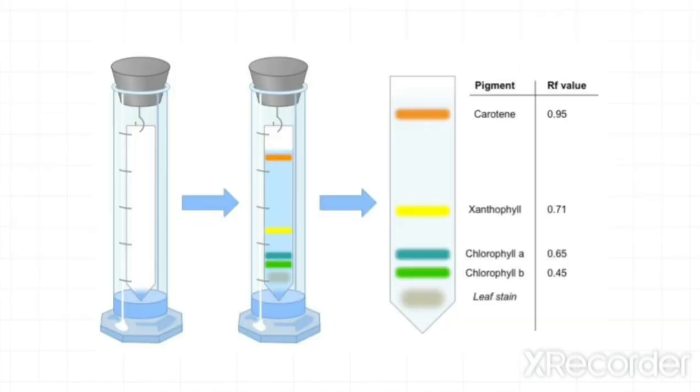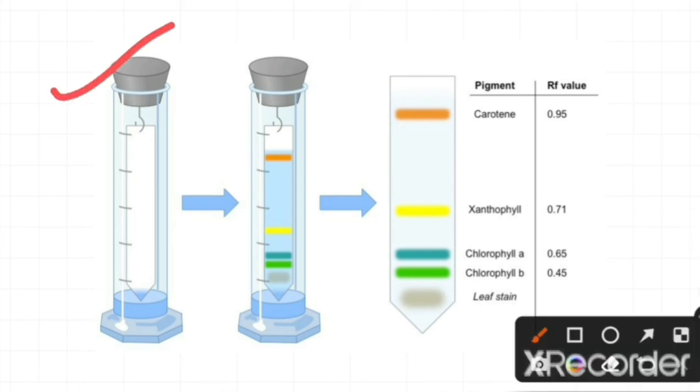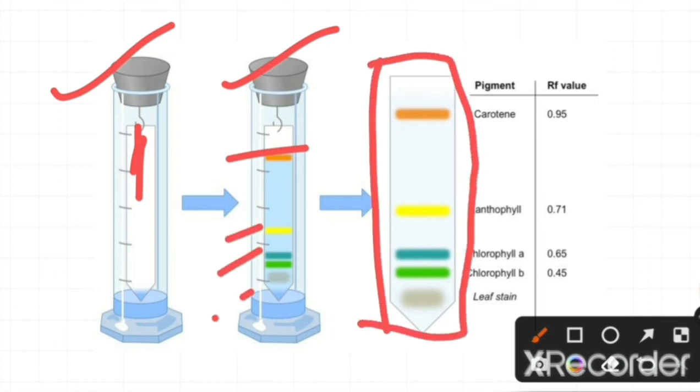Now this picture depicts paper chromatography and different pigments and their RF values after performing paper chromatography. This first image depicts the chromatography chamber with the paper. After incubating the paper in the chamber, we will get the sample spots, and once we get the sample spots, we can differentiate them or match them with the standard.